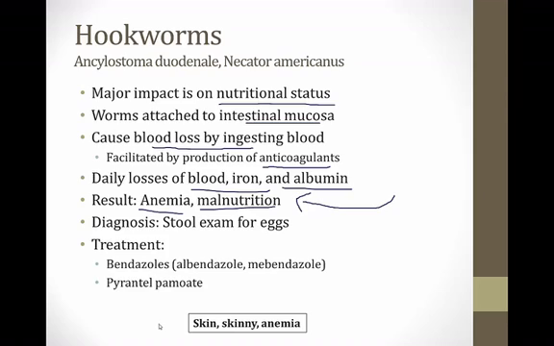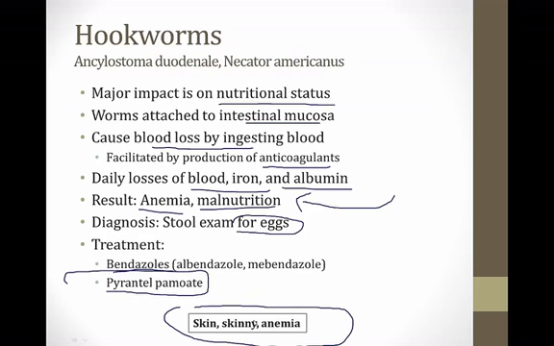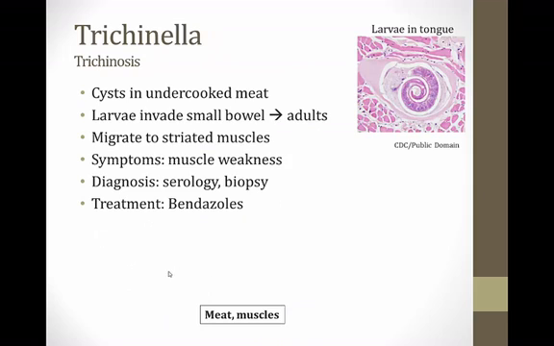You can diagnose these infections by examining the stool and finding the eggs, and you can treat them with the bendazoles like albendazole and mebendazole, and you can also treat them with pyrantel pamoate. And the buzzwords for a hookworm infection to remember are skin, skinny, and anemia. So it gets in through the skin, it makes you very skinny through its impact on nutrition, and it makes you anemic. And then the last intestinal nematode we'll talk about is Trichinella, which causes trichinosis.